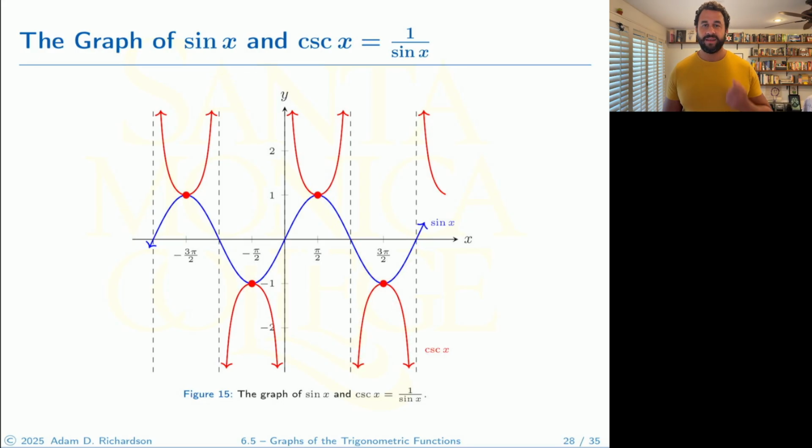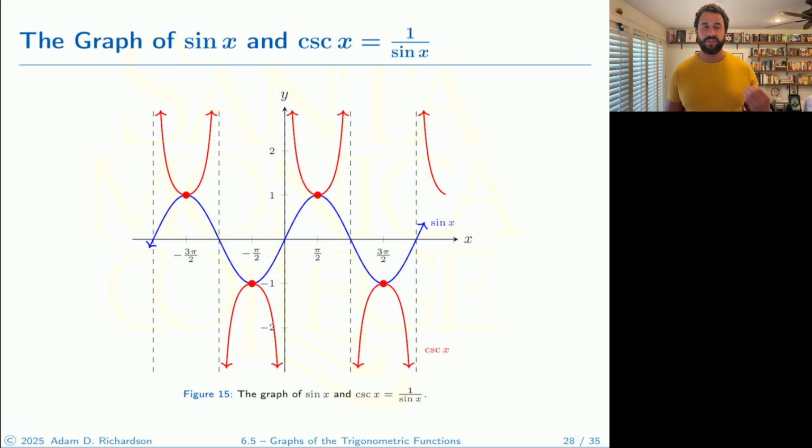It's negative. And now here's the even cooler part, right? Notice these little key points here at these peaks and these troughs. Well, here, the output of sine is 1. What's 1 over 1? It's 1. So the graphs actually intersect at this point because 1 over 1 is equal to 1. And so the cosecant graph actually contacts the sine graph right there. And it just goes like that.